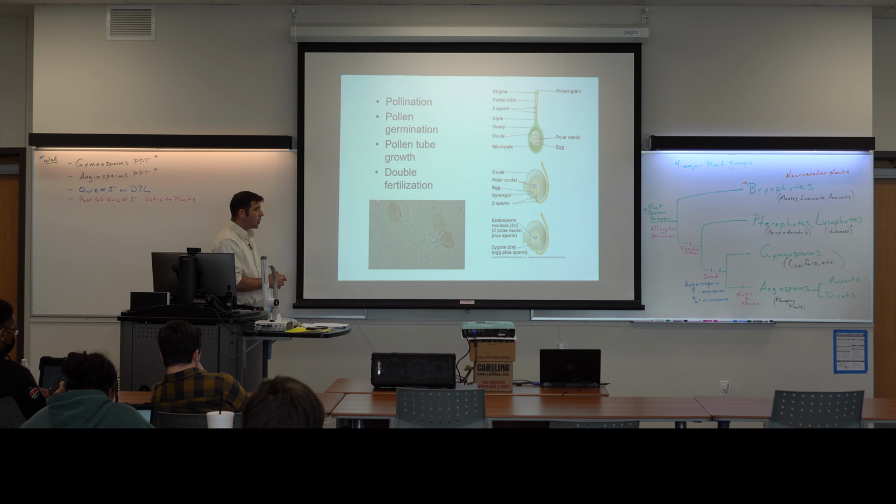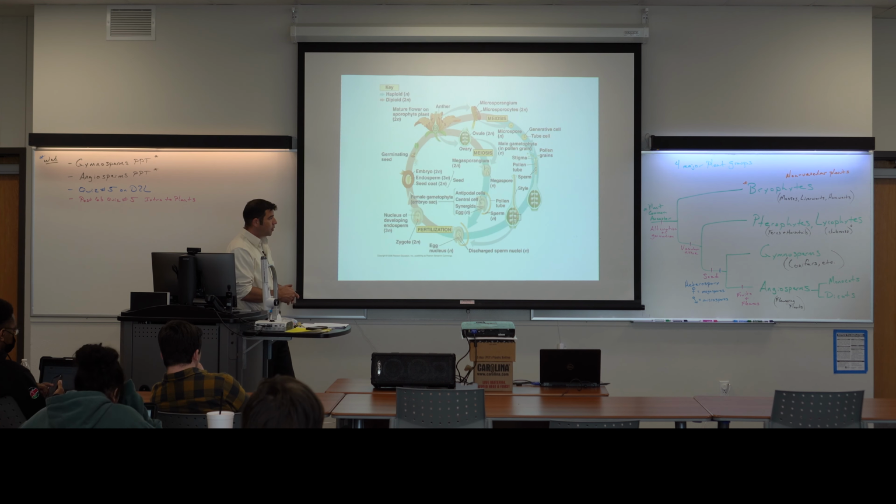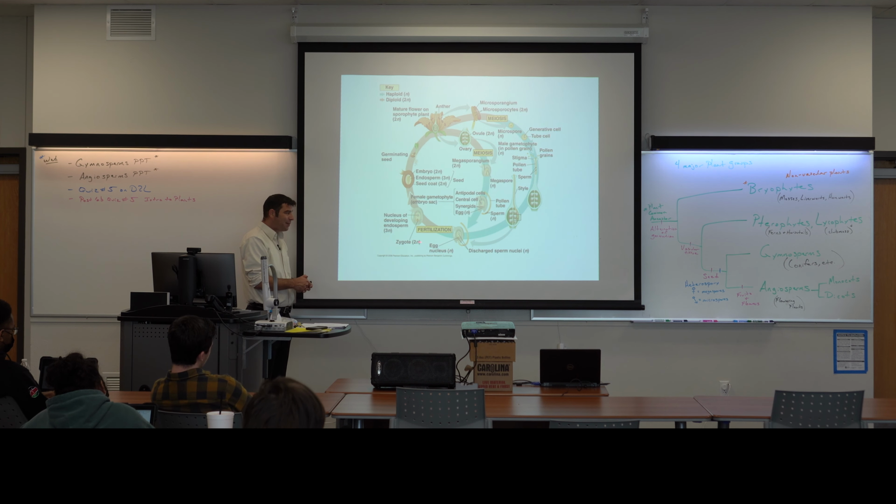So double fertilization in angiosperms refers to the fact that 2 nuclei are deposited to the female gametophyte. One fertilizes the egg, making it a diploid zygote. The other nuclei is going to contribute to this endosperm, making it triploid nuclei. So a more nutritious endosperm.